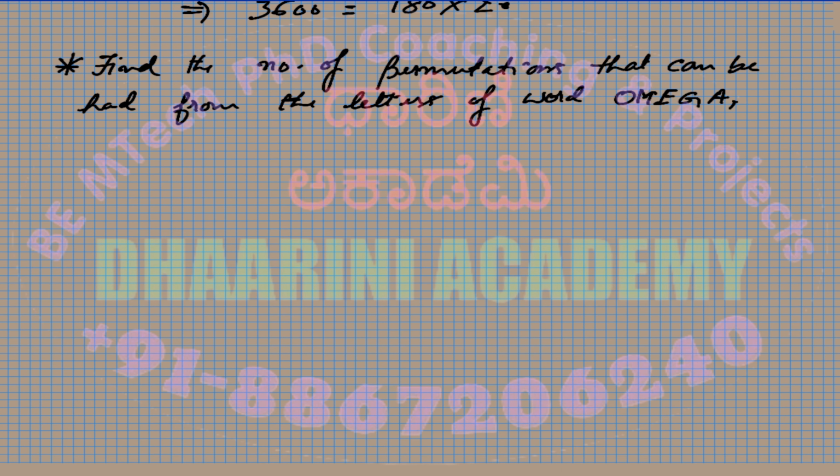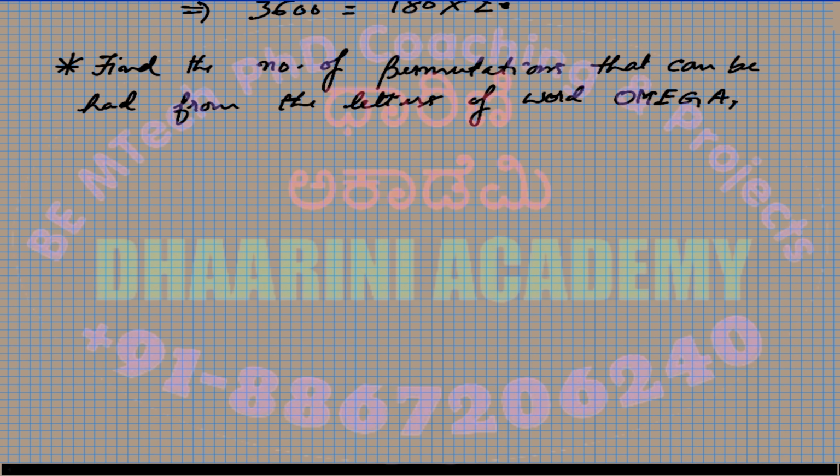Oh, sorry, I had not seen. Just a second. Okay, this is a question. Find the number of permutations that can be had from the letters of OMEGA such that, okay, we have some conditions. First part is O and A occupy the end places.